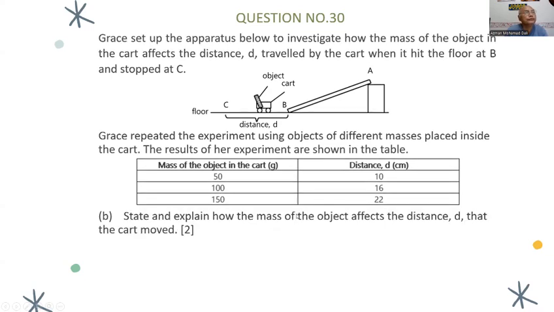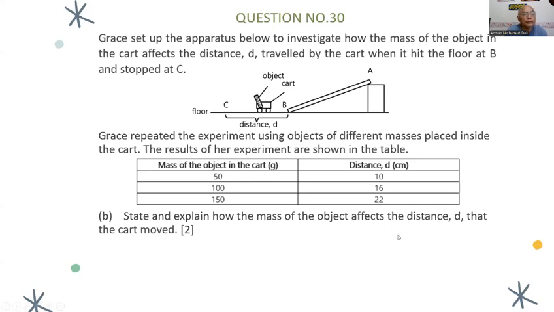Let's continue. Ray set up the apparatus below to investigate how the mass of the object in the cart affects the distance d traveled by the cart when it hit the floor at P and stop at C. Okay, so this is just repeating. Grace repeated the experiment using objects of different masses placed inside. State and explain how the mass affects the distance. So here is actually what they ask about the pattern statement. So how does the mass affect the distance?